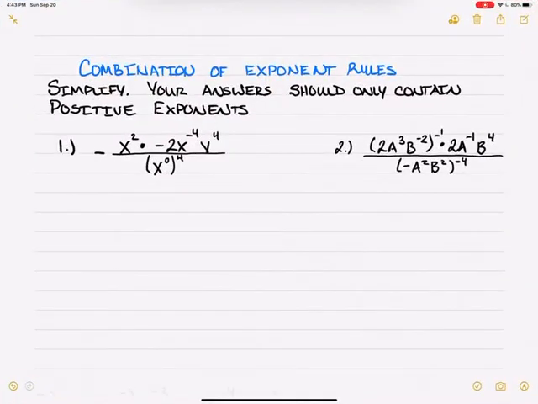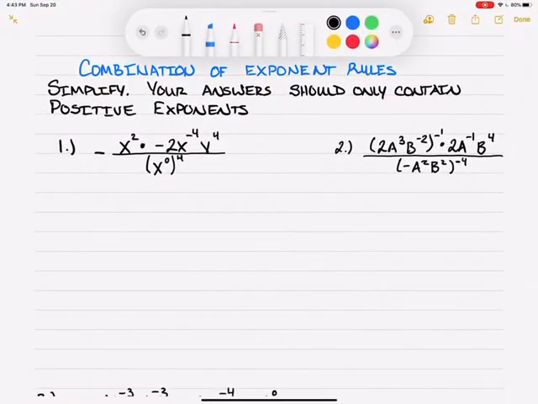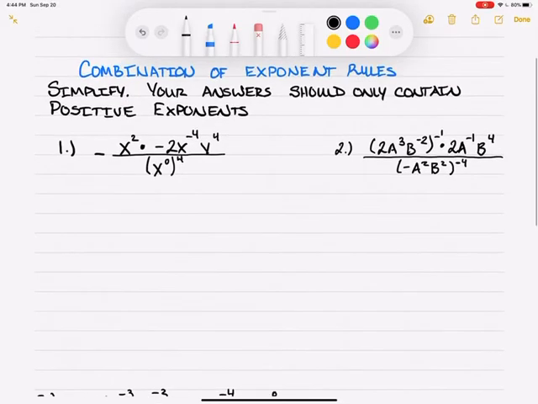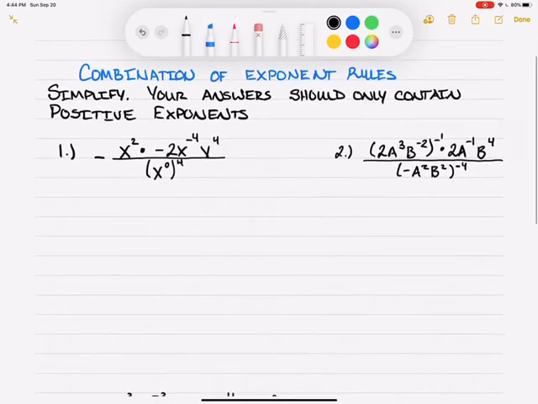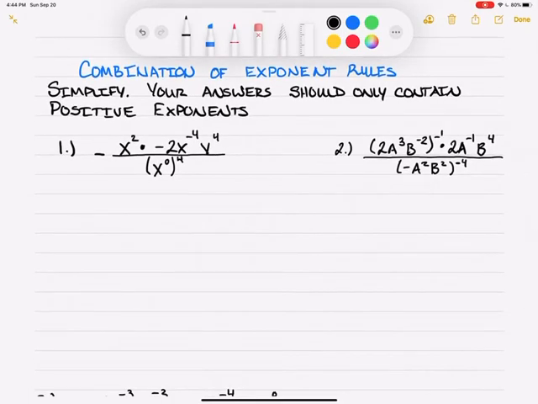Alright guys, today we're going to be looking at what to do when you're faced with a combination of exponent rules. The combination of exponent rules we're going to be looking at are the product property, the quotient property, negative exponents, exponents of zero, and the power rule. So in each of these examples, there are three of them. There are multiple ways you can get started. It's kind of up to you what you want to do with this.